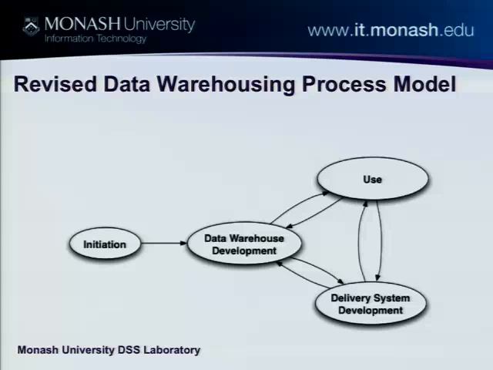So you can see that there's two-way interactions between those things, kind of similar to Keen's model. As the warehouse is used, that drives changes in requirements which change the warehouse. As the delivery system is used, it changes requirements which drive evolutionary changes in the delivery system. And changes here, of course, feed back into changes here as well. So there's evolution going on with those two-way relationships.